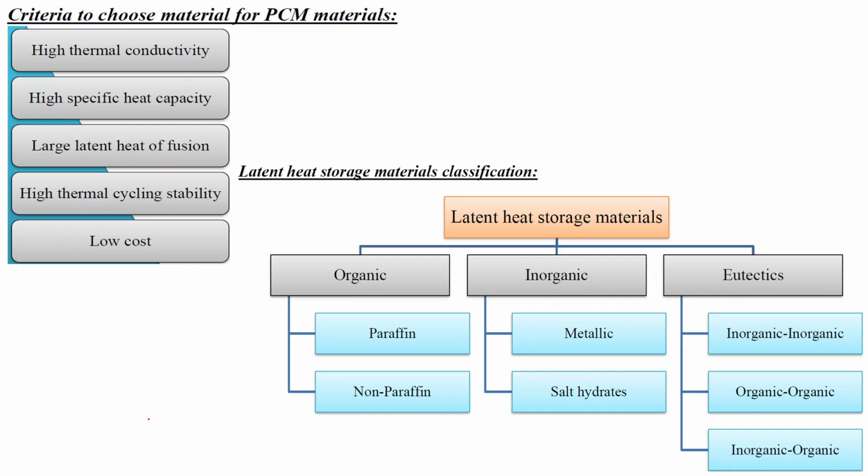The criteria to choose a PCM, that is phase change material: it should have high thermal conductivity, high specific capacity, large latent heat of fusion, high thermal cyclic stability, and low cost. And the latent heat storage materials are basically of three types: organic, inorganic, and eutectic. Organic has two types, that is paraffin and non-paraffin. Then metallics and salt hydrates in inorganic, and eutectics are combinations of organic and inorganic materials.